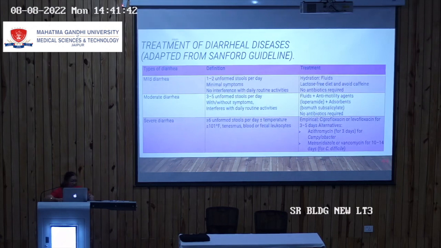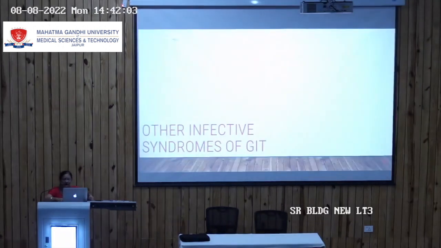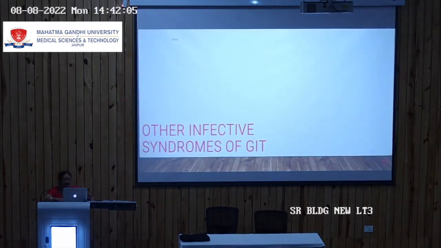No antibiotics required still. But in severe diarrhea, it is 6 or more unformed stools per day plus temperature, etc. Then ciprofloxacin or levofloxacin may be given. In certain cases, azithromycin is given if Campylobacter is suspected. Metronidazole and vancomycin may be given for Clostridium difficile.